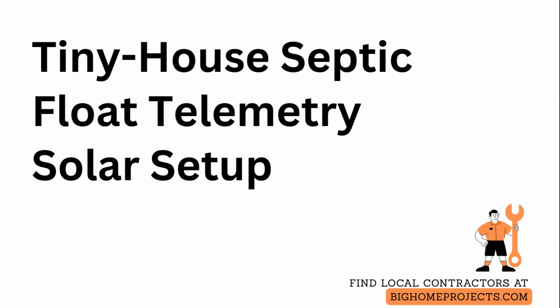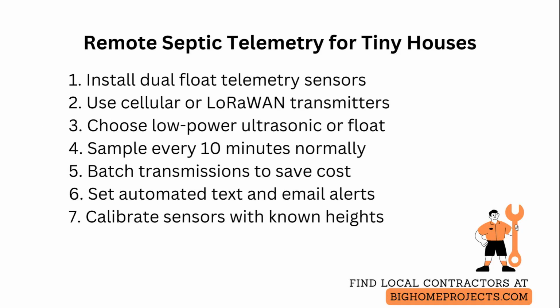Remote telemetry on a septic system for a tiny house prevents surprise failures by giving you real-time pump and tank level insight. Install float telemetry sensors at 2 points in the tank to capture pump cycle and high-level states, and pair them with a cellular or long-range wide-area network transmitter, depending on site connectivity.